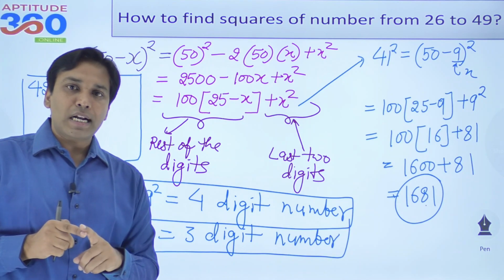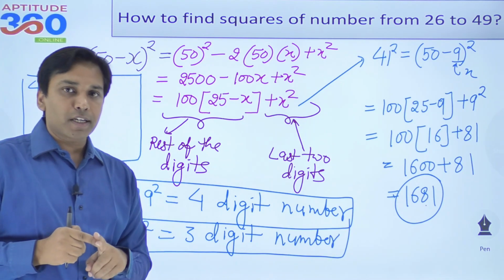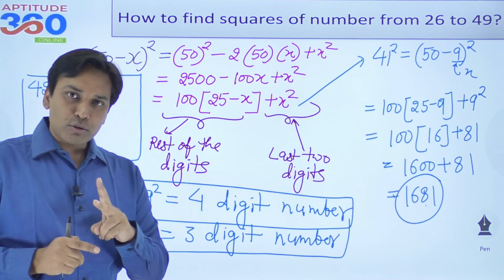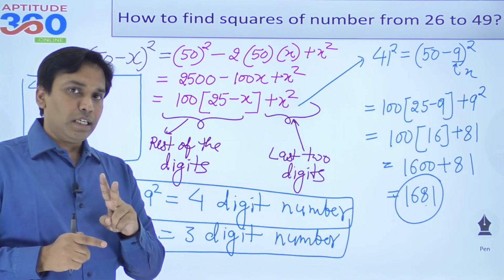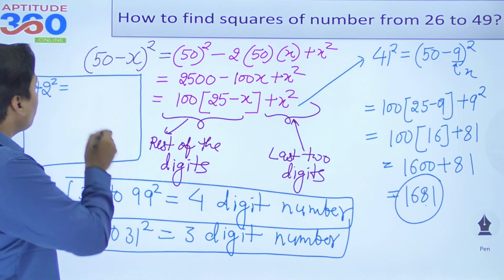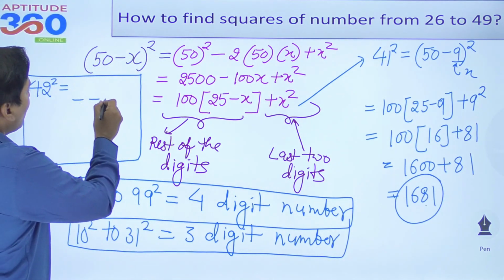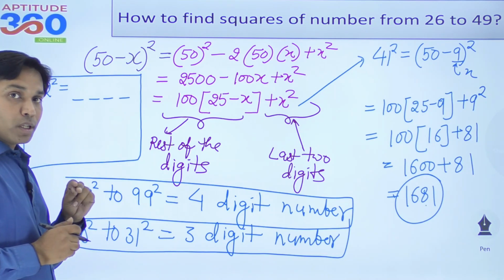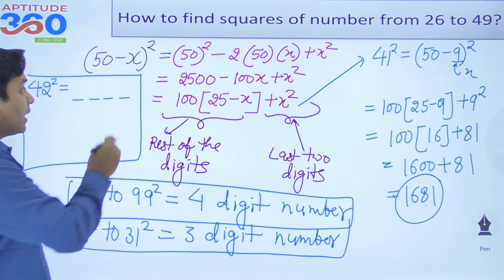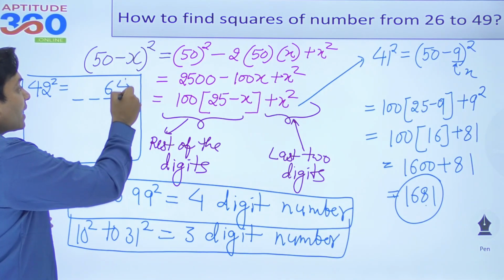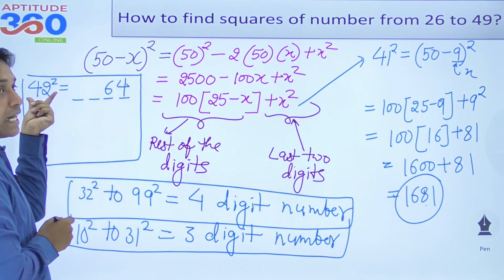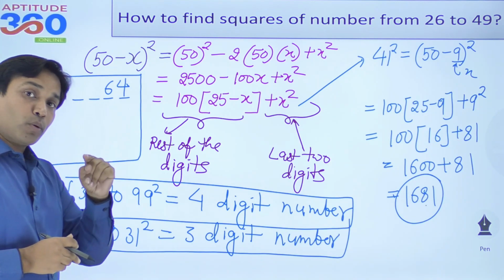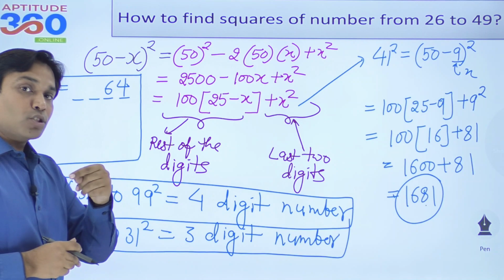Statement number 1. Do you understand that 42 square is going to be a 4 digit perfect square number? Step number 2. 42 is how much less than 50? It is 8 less than 50. So if it is going to be a 4 digit perfect square number, last 2 digits will be what? 8 square. 8 square is 64. Where am I getting 8? This number is 8 less than 50, right? How do I find out the first 2 digits? 25 minus 8. What is 25 minus 8?